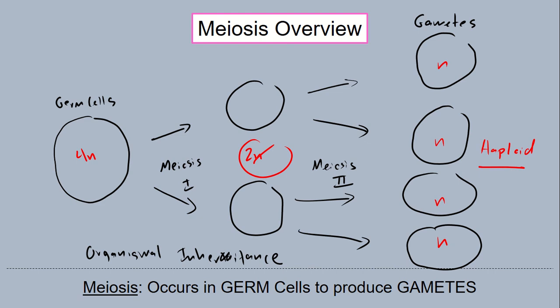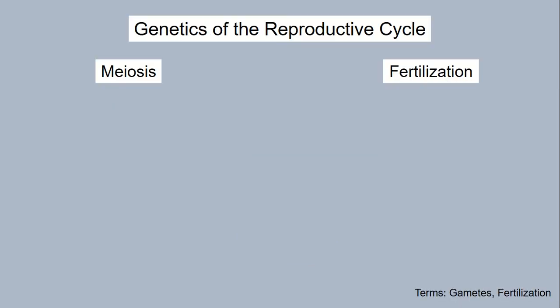So this is really how genes are passed down between generations. This is the function of germ cells and gametes. Germ cells are cells that specialize in the generation of gametes, and gametes are the cells that actually pass genes down between generations. So that's the overview of meiosis. Let's get into some of the particulars.